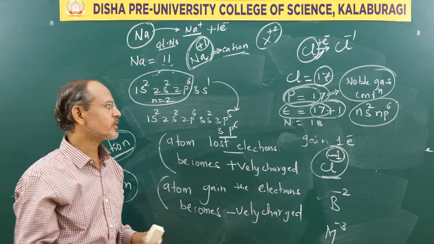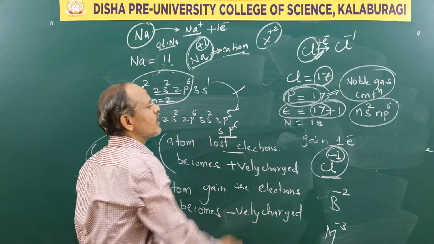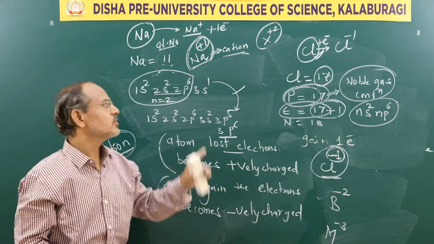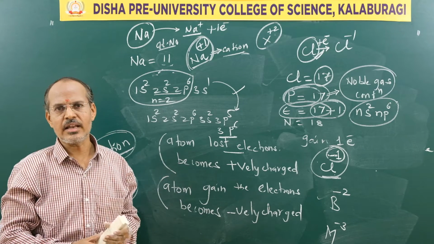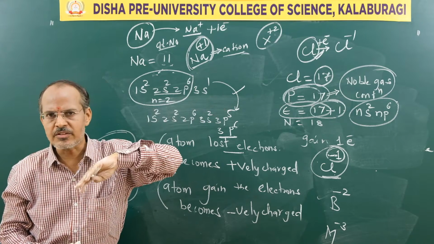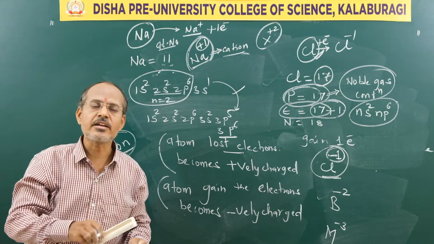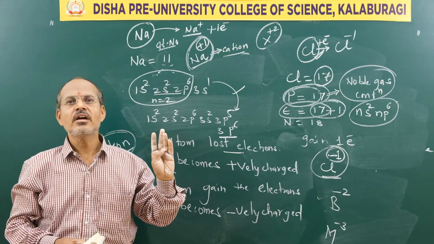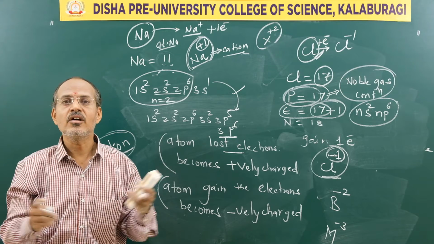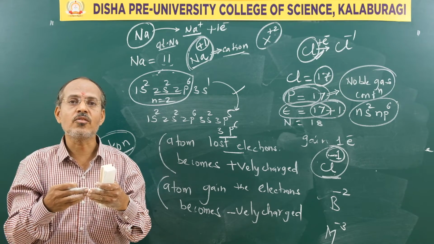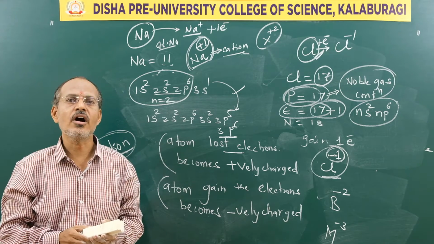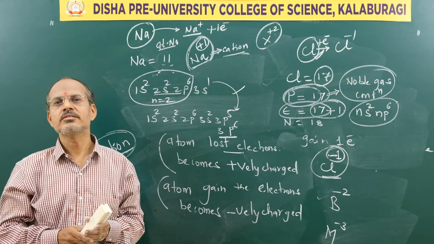So that is about the configuration. Okay, so that's why chlorine accepts one electron, sodium gives one electron. The atom that gives the electron becomes positively charged. The atom that accepts the electron becomes negatively charged. And we know that according to electrostatic force theory, oppositely charged ions always attract. Hence, it results in the formation of a compound.